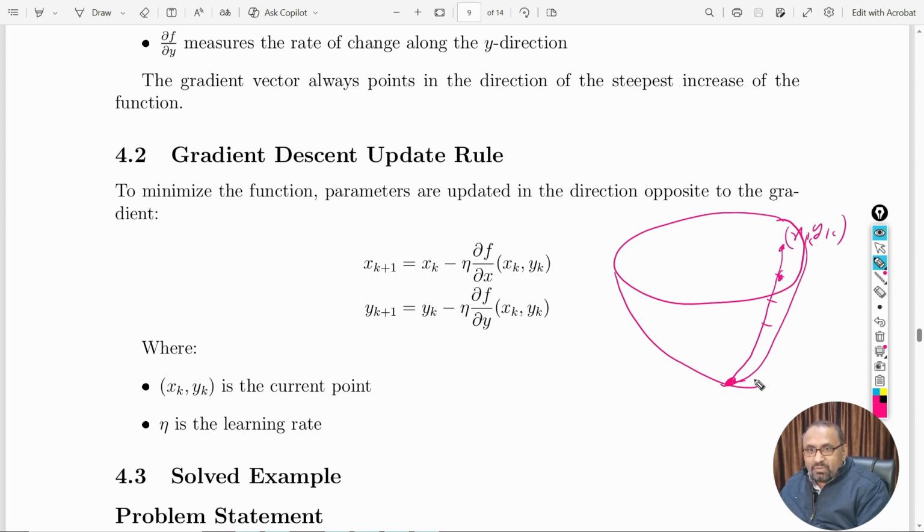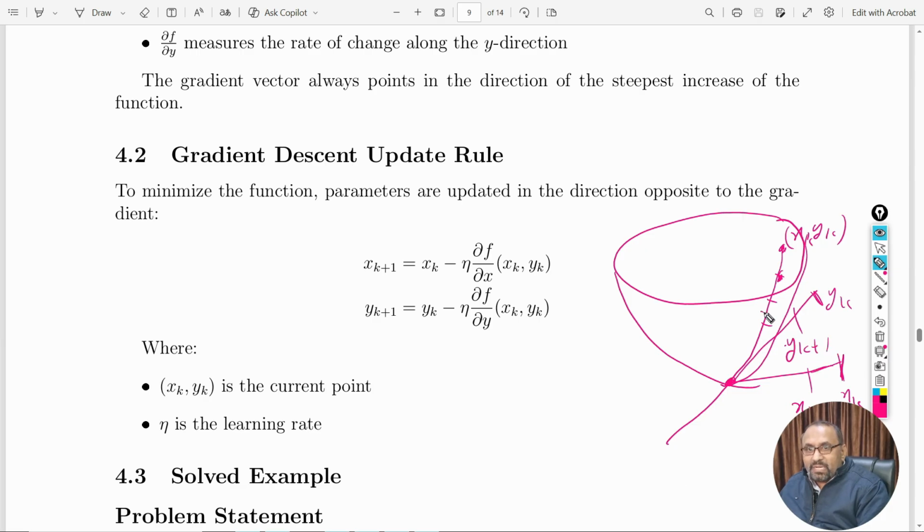Okay, so this will move towards in the two directions. One direction is here is xk, and suppose that along the y-axis this is yk, and this is the point. So this is the new point, and new point is here is xk plus 1, and yk plus 1. This is the new value.